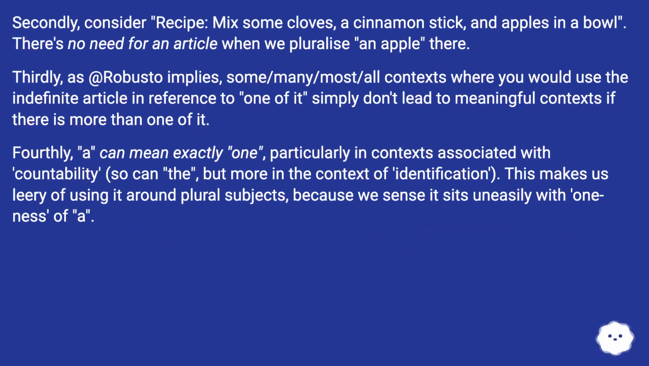Secondly, consider a recipe: "Mix some cloves, cinnamon stick, and apples in a bowl." There's no need for an article when we pluralize "an apple" there. Thirdly, as Robusto implies, in some, many, most, or all contexts where you would use the indefinite article in reference to one of it, it simply doesn't lead to meaningful contexts if there is more than one of it. Fourthly, "a" can mean exactly one, particularly in contexts associated with countability. So can "the," but more in the context of identification. This makes us leery of using it around plural subjects, because we sense it sits uneasily with the oneness of "a."